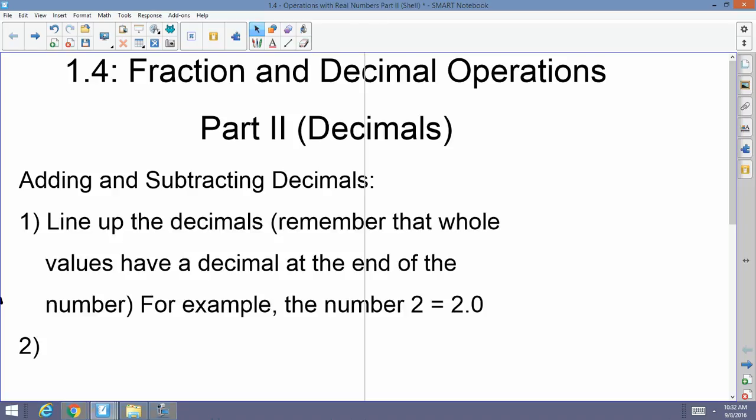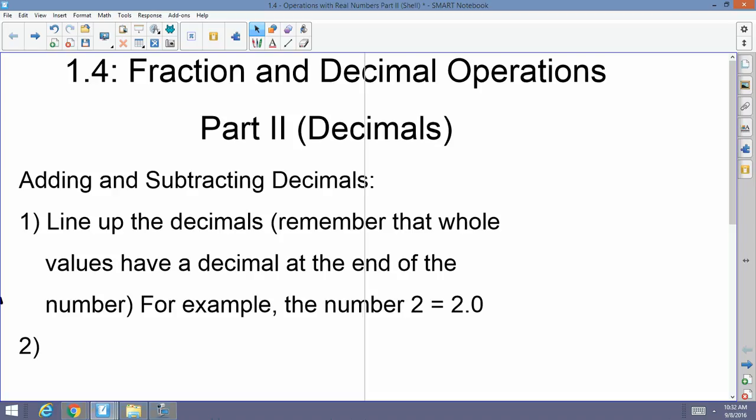Line up the decimals, literally, okay? P.S. Remember that whole numbers have a decimal at the end of the number. For example, 2 really equals 2.0. So you want to line up the decimals. Why do I say that whole thing with the whole number?